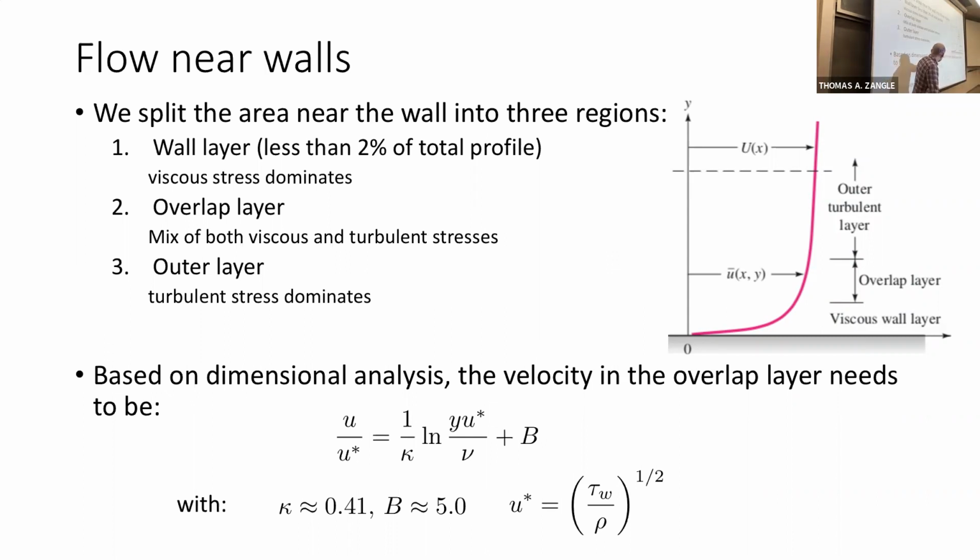So u over u star equals 1 over kappa, natural log of y u star over nu, plus b, where u star is the square root of tau wall, the shear stress at the wall, divided by rho. This is like a non-dimensional form of the velocity u. Kappa has been found experimentally to be about 0.41, and b has been found experimentally to be about 5. So this describes the shape of the velocity profile in just this overlap layer here.